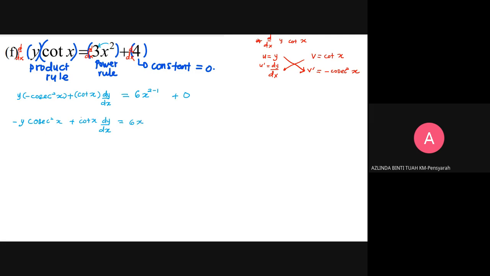Okay. So we will put on the left the second term, this one. I'm going to move the first term to the right first. So it will become plus. Okay, we move cot x to the right. So dy per dx is equal to 6x plus y cosec squared x over cot x. That's it.